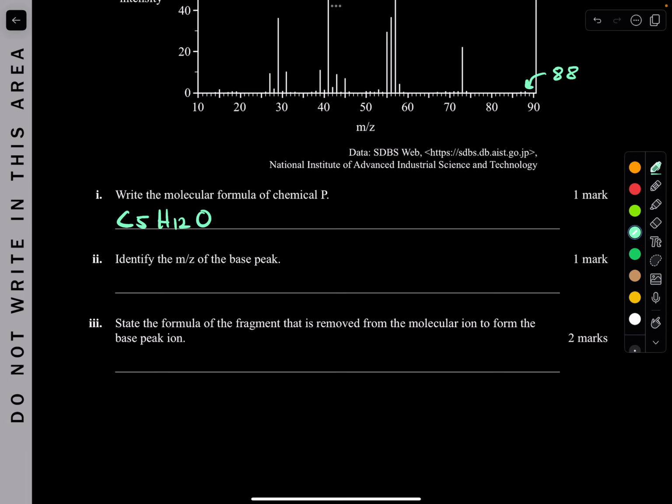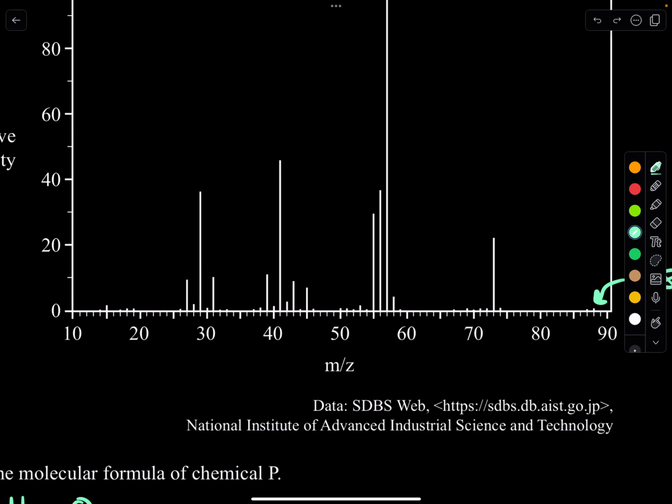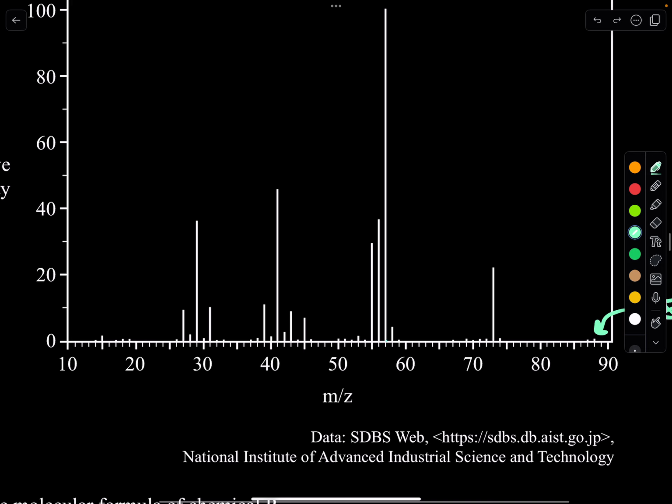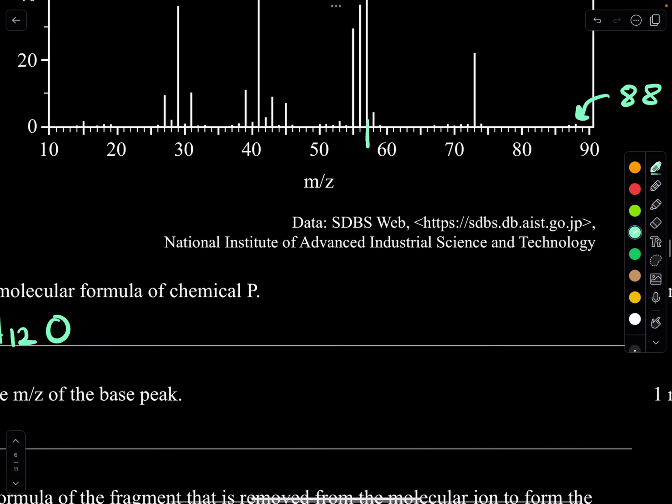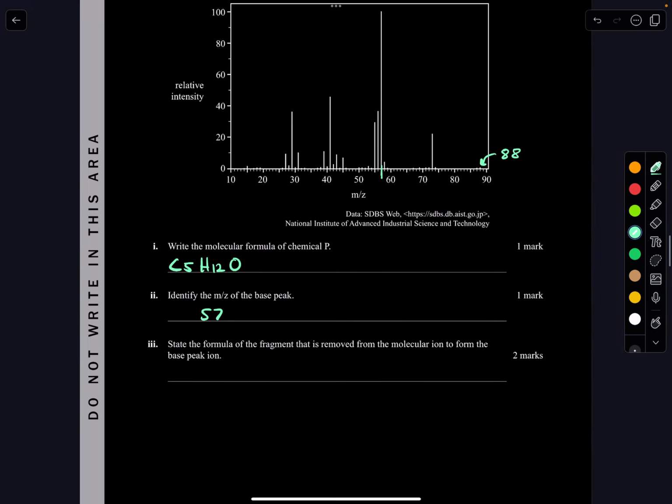I tend to identify the m/z ratio of the base peak. Remember, your base peak is the one that's the most abundant, and its relative intensity is always 100. So where is it? It's this one here, which is, well, it's really hard to see. There it is. So that's 1, 2, 3, 4, 5, 6, 7. So it's 57.